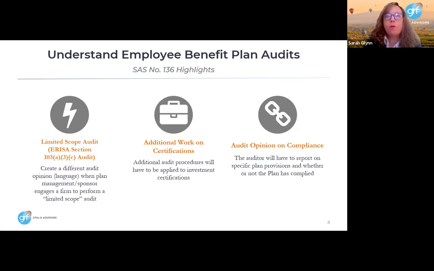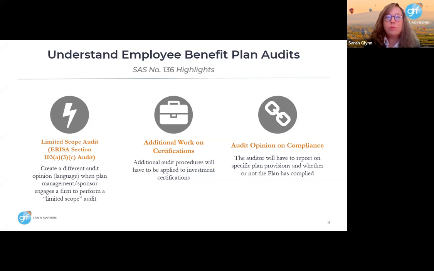And first and foremost, probably the most important and biggest change is that the audits formerly known as limited scope audits will now be considered ERISA Section 103(a)(3)(C) audits. I will be referring to these audits as ERISA 103 audits. These audits are no longer considered to have a scope limitation, which means the auditors will no longer be issuing a disclaimer of an opinion.